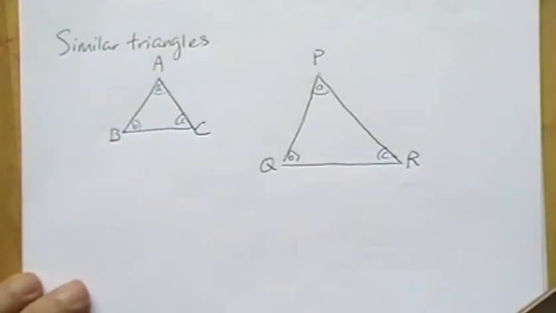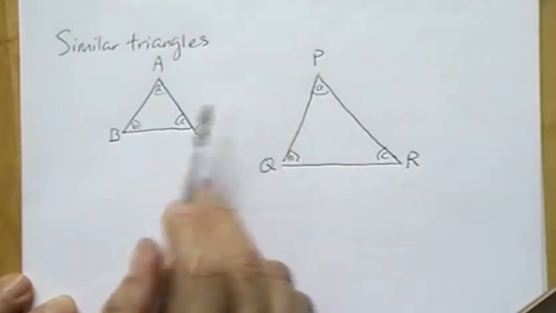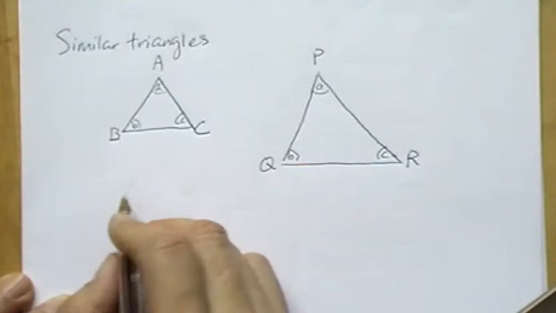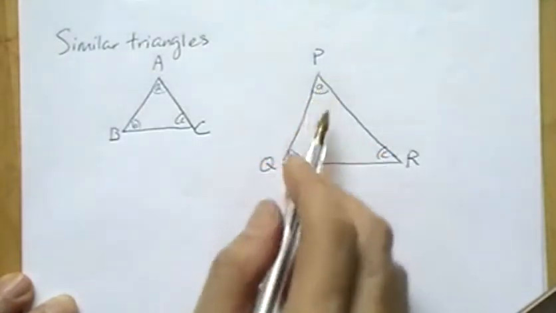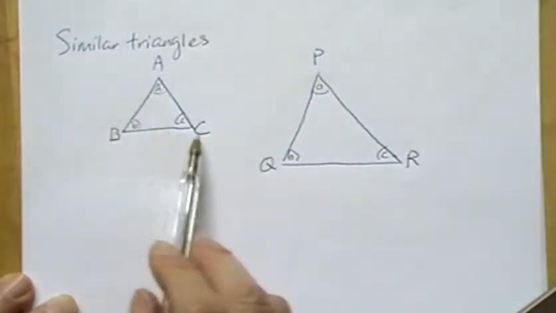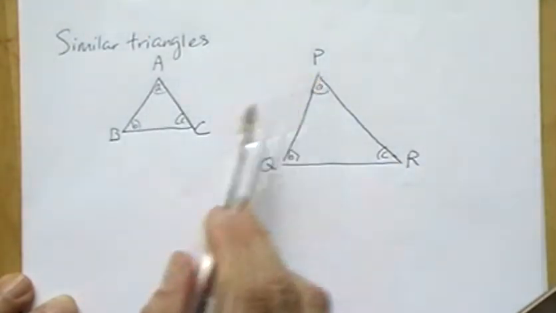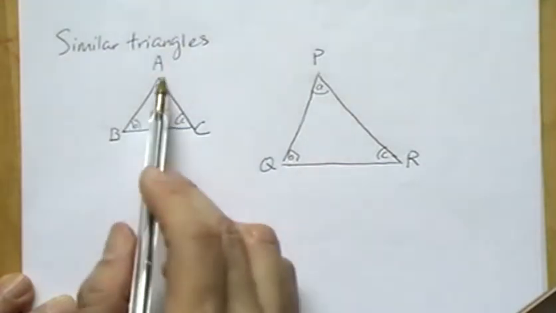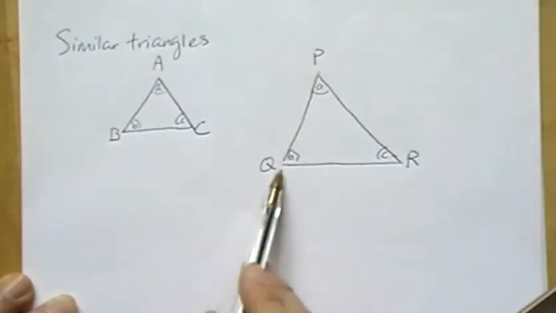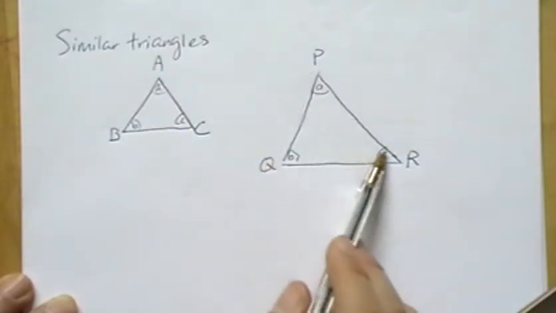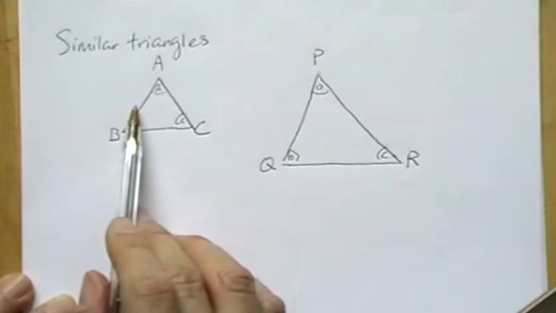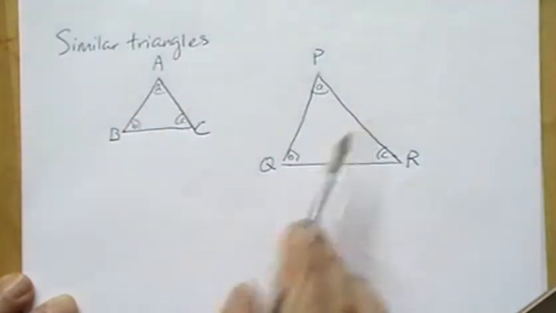And then we learn that the ratio of corresponding sides are equal. That means that if I orientate the two triangles so that the same angles point in the same directions, then this side corresponds to that side, this side corresponds to that side. So we say these two are corresponding sides, or those two are corresponding sides.